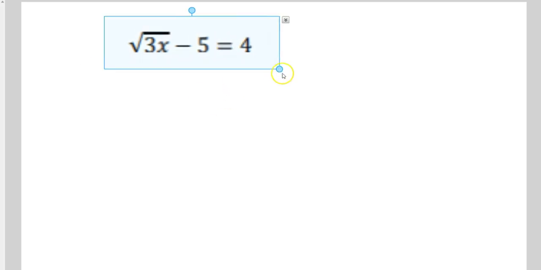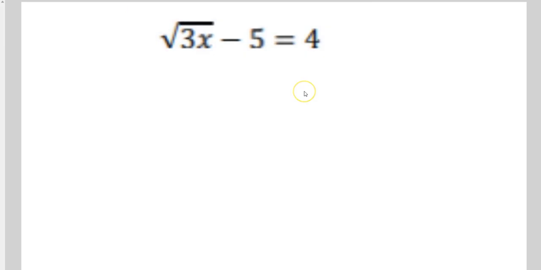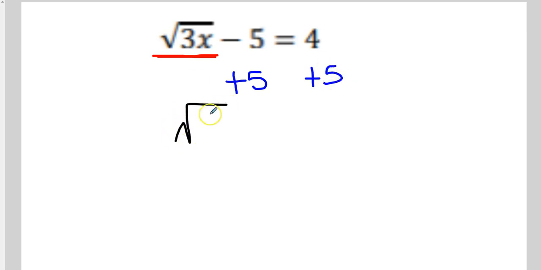Okay? Let's see how we can apply this idea. So let's say I have this equation here: the square root of 3x minus 5 is equal to 4. Well, first things first, let's isolate the square root of 3x. Let's get this by itself. So if I want to get this by itself, I need to remove this 5. We're currently subtracting 5. The opposite of subtracting 5 is adding 5. So we add 5 to both sides. The square root of 3x stays the same. Negative 5 plus 5 cancels. 4 plus 5 gives us 9.